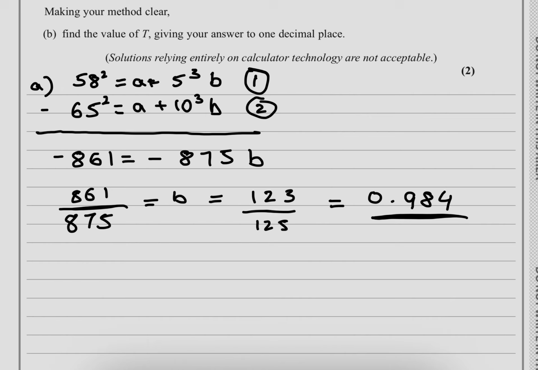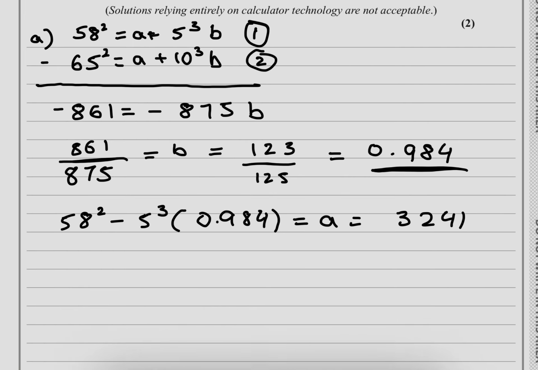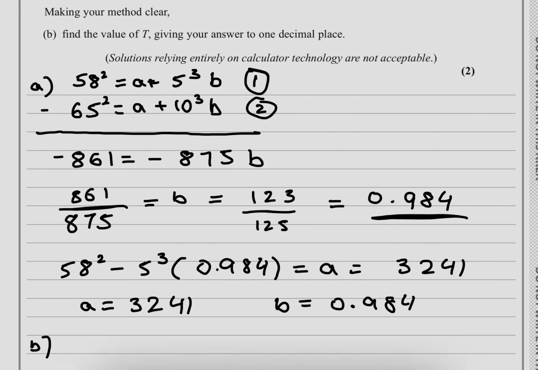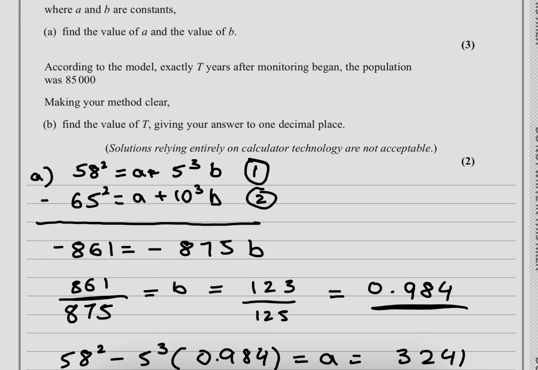Now to solve for a, we're going to take one of the equations. I'm just going to take the first one, rearrange it to solve for a. So 58 squared minus 5 cubed and your b, which is 0.984, should give you a. Just put that into your calculator and you get a to be 3241. Pretty simple, and just for our sake of understanding, I'm just going to write them over here. Perfect.